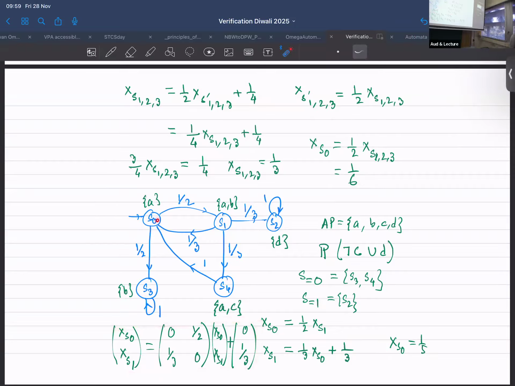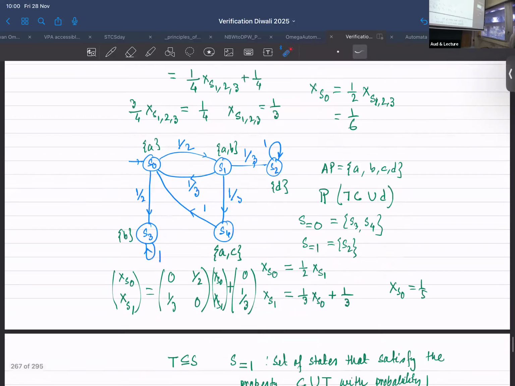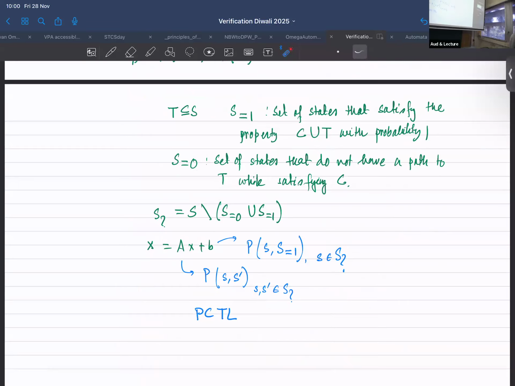So xs0 is essentially half of xs1, and xs1 is 1 by 3 xs0 plus 1 by 3. You can solve it and get xs0 is 1 by 5. So that means the probability of satisfying this particular path formula, starting from S0, was 1 over 5. This is what we computed.